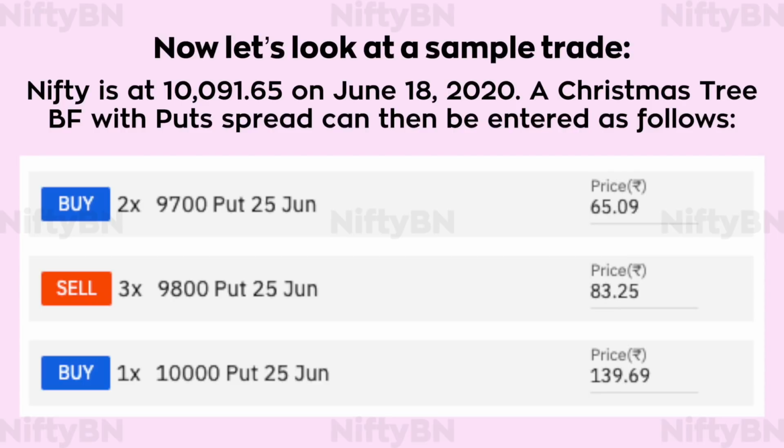Buy one lot of 25th June 10,000 strike price put at 139.69. Sell three lots of 25th June 9800 strike price put at 83.25. Buy two lots of 25th June 9700 strike price put at 65.09.